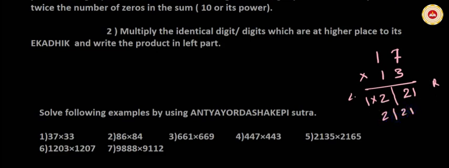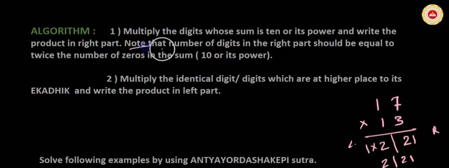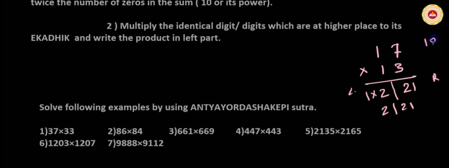Now the important note is that the number of digits in the right part should be equal to twice the number of zeros in the sum. What is the sum? 7 plus 3 is 10. How many zeros are there in the 10? Only 1 zero. That means we need 2 digits in the right part. Twice the number of zeros. The number of digits in the right part should be equal to twice the number of zeros in the sum, which we already have, right? We need 2 digits here in the right part because there is only 1 zero in the sum of these 2 last digits.